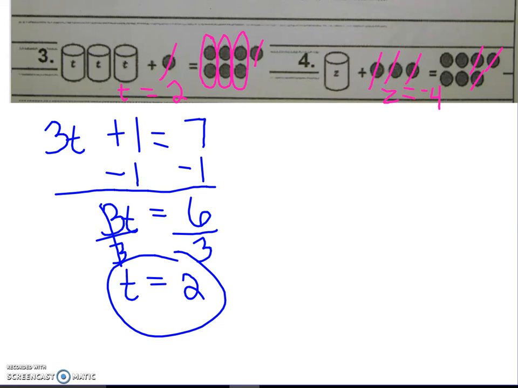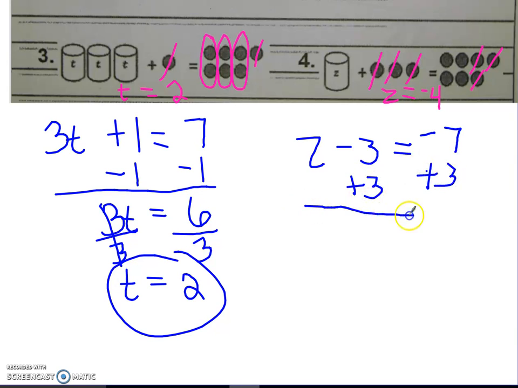All right, so if I want to do this, I have z minus 3 equals -7. The opposite of minus 3 is plus 3. -7 plus 3 is -4. z equals -4.